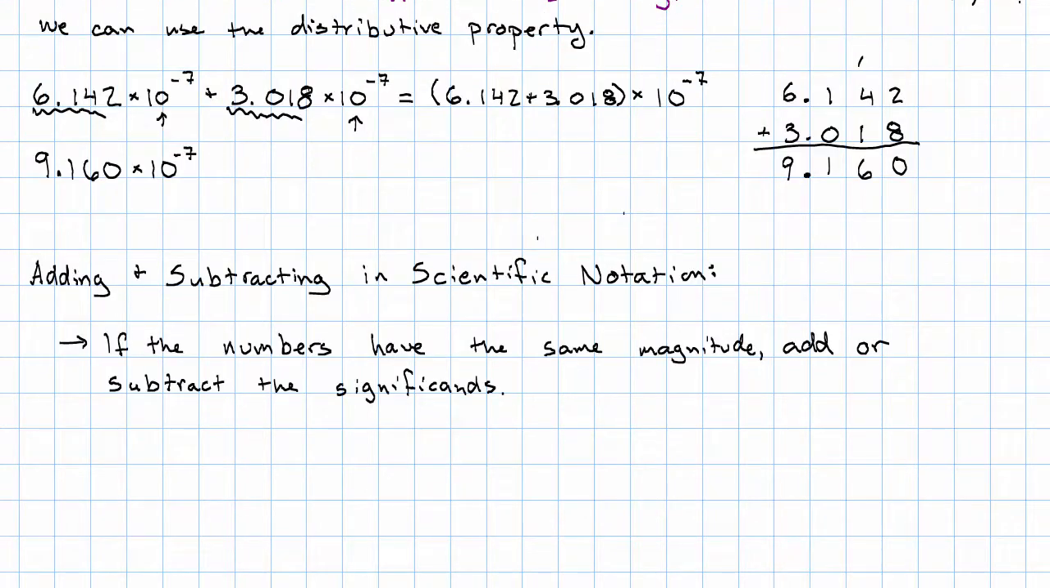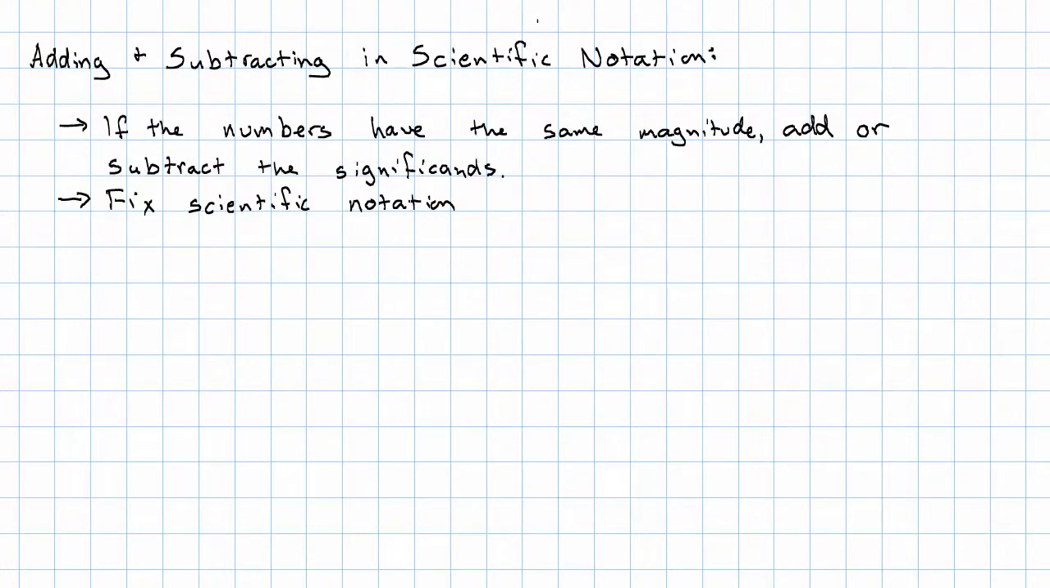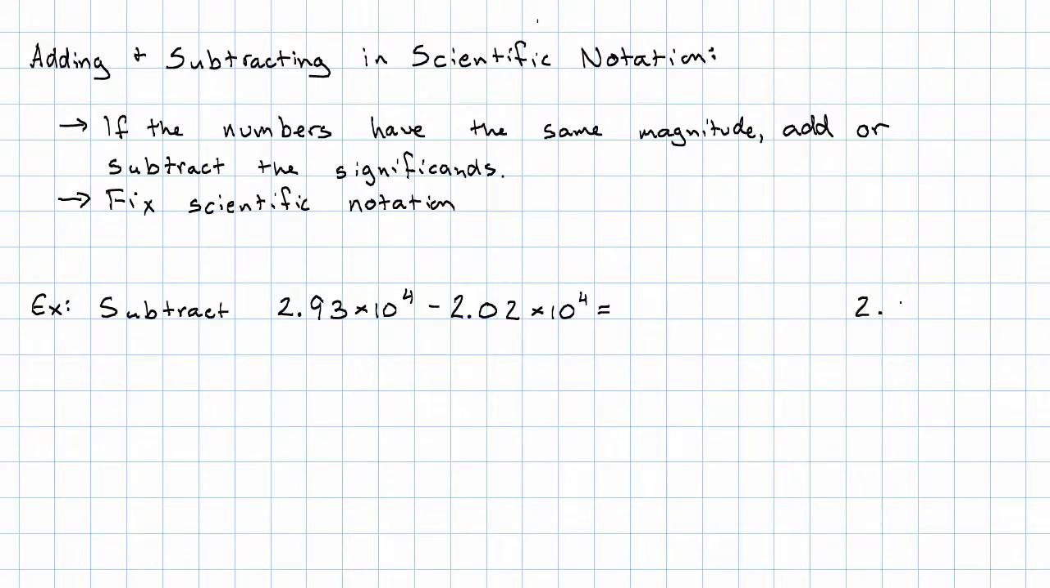Now, occasionally, it's going to be necessary to fix the scientific notation. So why might that happen? Let's say I'm subtracting 2.93 times 10 to the 4th minus 2.02 times 10 to the 4th. I'm going to subtract the significands. 2.93 minus 2.02.